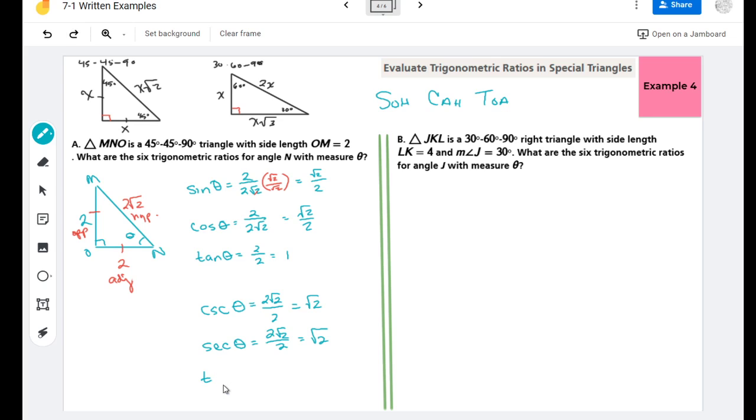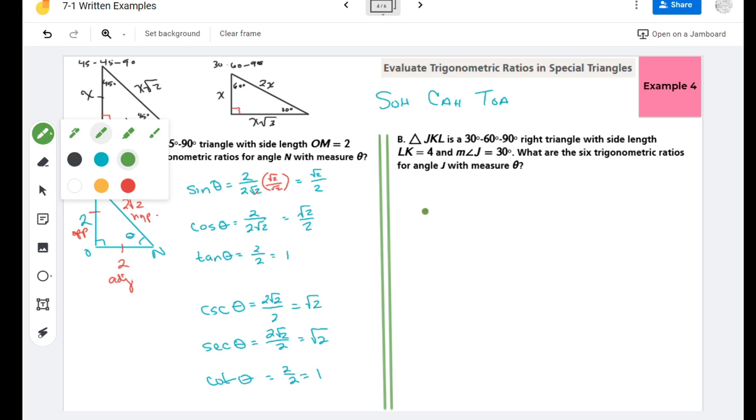And then my cotangent goes with my tangent. So my tangent's 2 over 2, so my cotangent is 2 over 2. So my cotangent didn't change. So there, it's pretty easy. Not so bad.